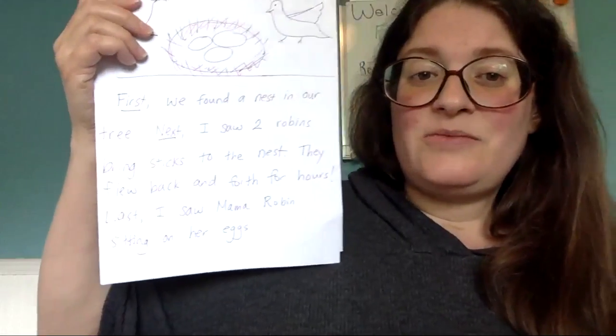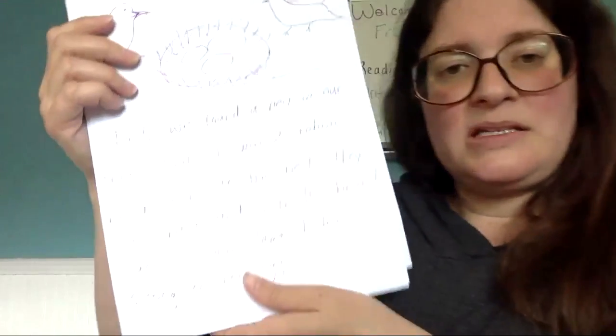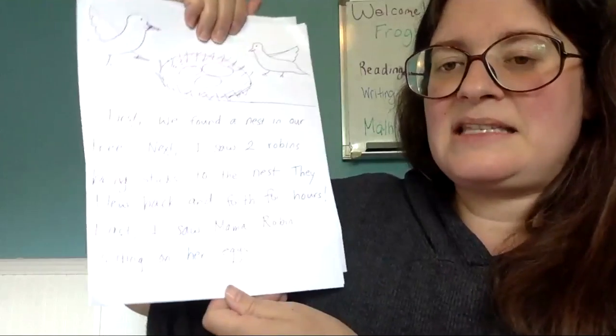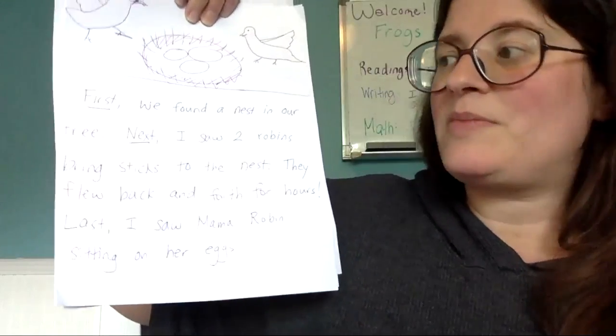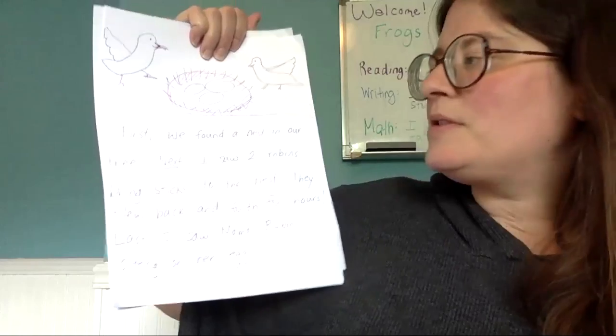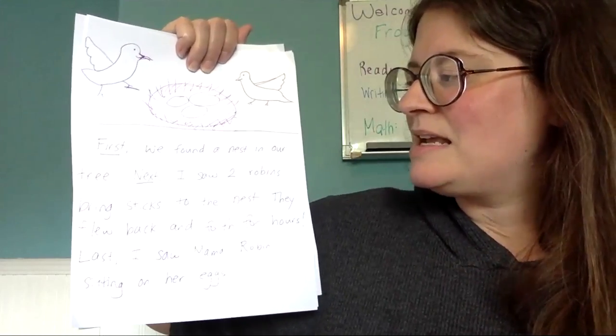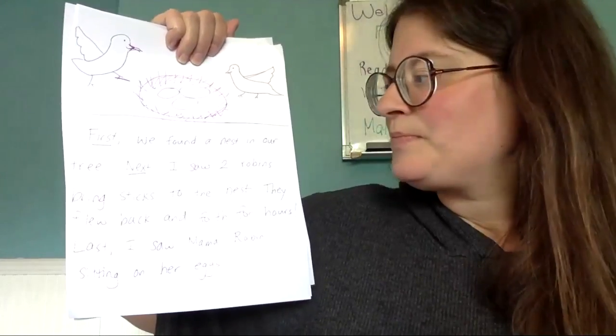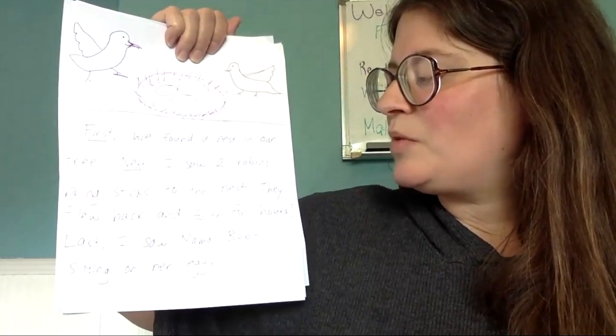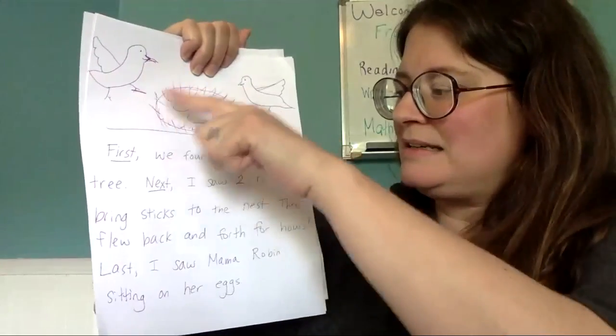And this is actually what I wrote down. You'll see it's a little different because writers are always revising or changing their writing to make it better and better. So I'll read to you what I wrote. First, we found a nest in our tree. Next, I saw 2 robins bring sticks to the nest.